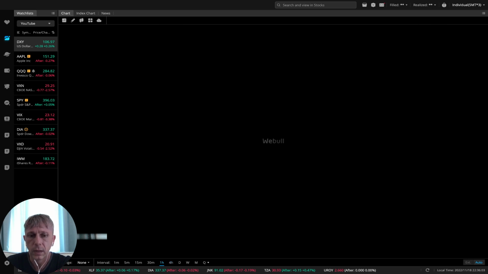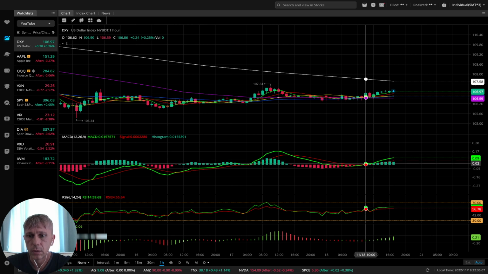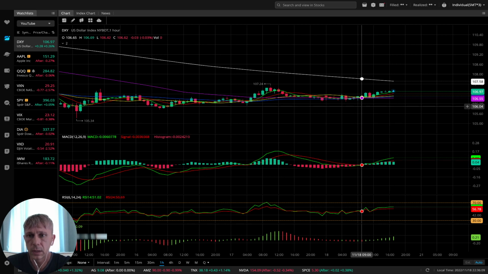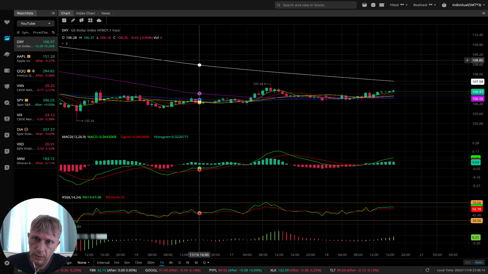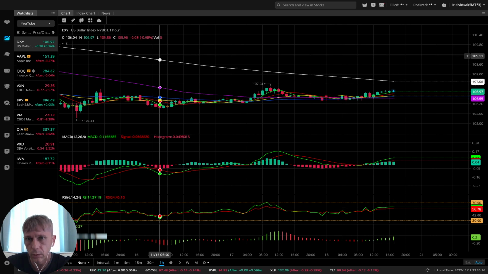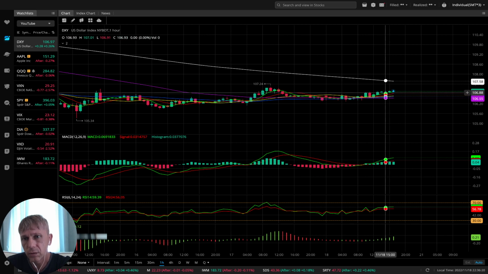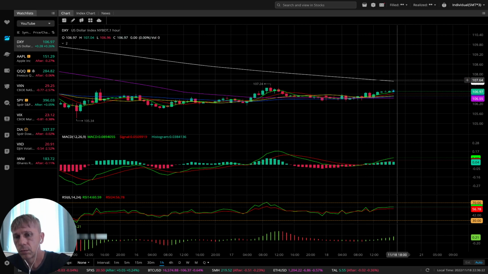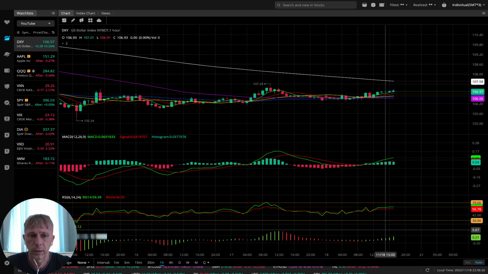1 hour for DXY, it's bullish, and it's above all moving averages except 200. 200 is still a downtrend, you see it's a downtrend, but MA5, 10, 20, it's an uptrend. It's a bullish signal on 1 hour, bullish signal on all indicators on 1 hour.